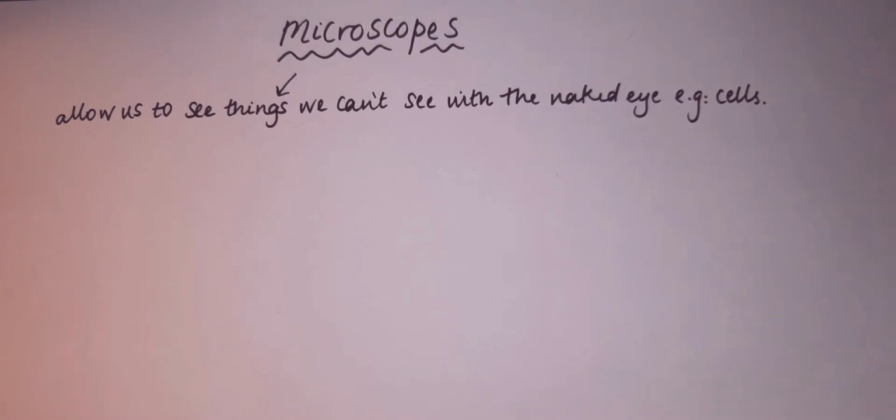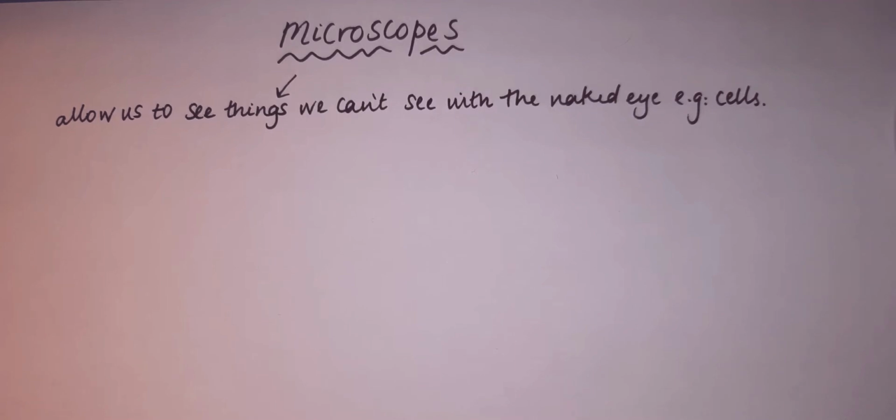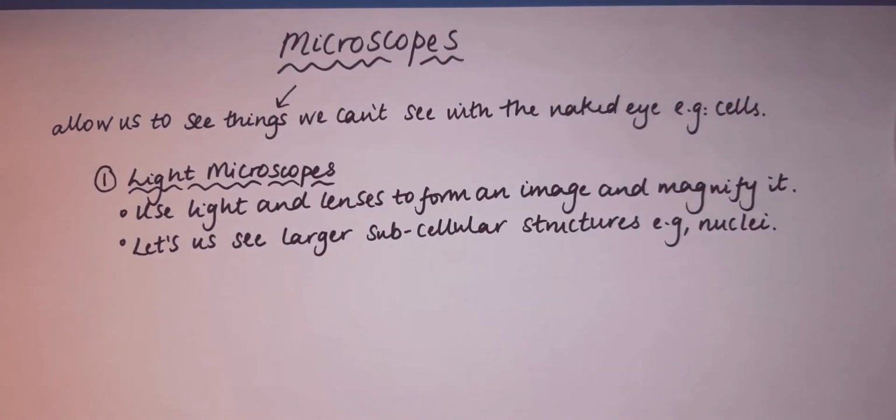Now, the first type of microscope is a light microscope. And we use light microscopes to form an image and to magnify it. These microscopes use light and lenses to help us magnify these specimens and to see the cells, for example. And these allow us to see larger subcellular structures, for example, nuclei. So that's the first type of microscope we need to know about.